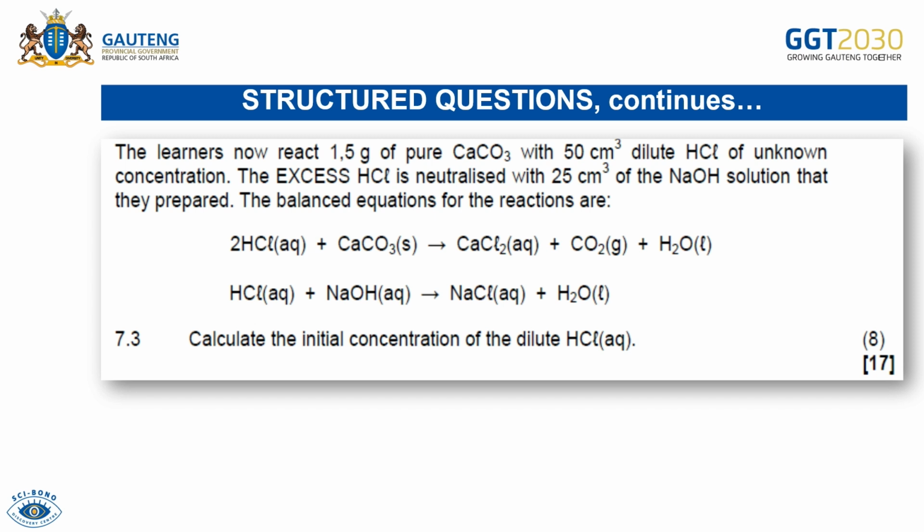Now learners, again, you should read this with understanding. We can see it's 8 marks, right? So here we are not answering the marks, but we are answering the question. For you to be able to get these marks, please read the statement with understanding, right? This also applies to grade 12, because these acids and bases that we are doing here, even the grade 12s are doing the same thing. So this is very relevant for our grade 12s that are going to write physical sciences or chemistry on the 11th of November. The learners now react 1.5 grams of pure calcium carbonate with 50 cubic centimeters of dilute hydrochloric acid of unknown concentration.